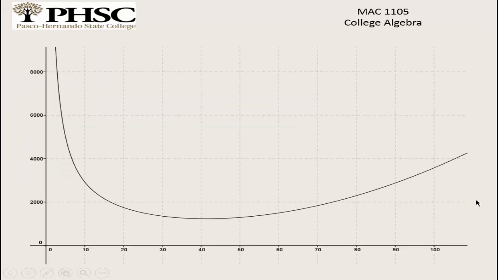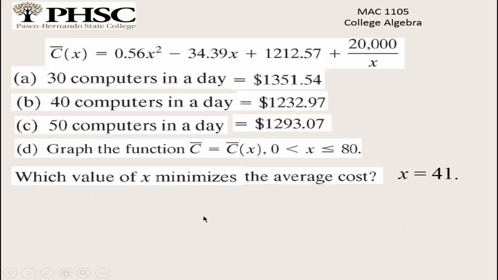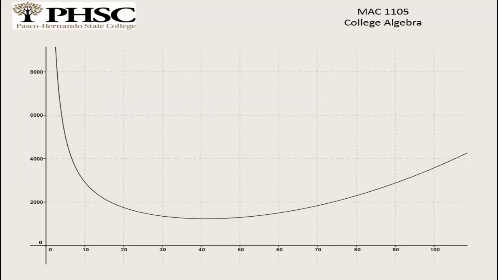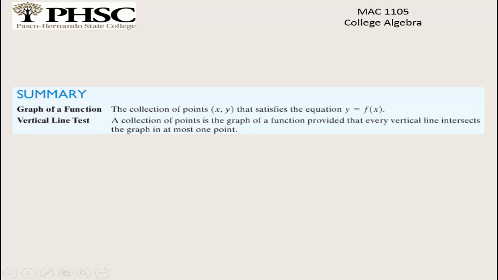And here's the graph for that particular function. And if we have zoom capabilities, we can actually zoom in when x equals 41 and find out that that is in fact the lowest value for this particular function. So here the value is decreasing, and then it reaches 41, reaches a minimal amount, and then it actually starts increasing again.